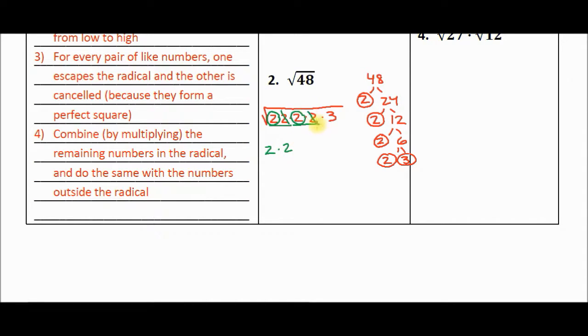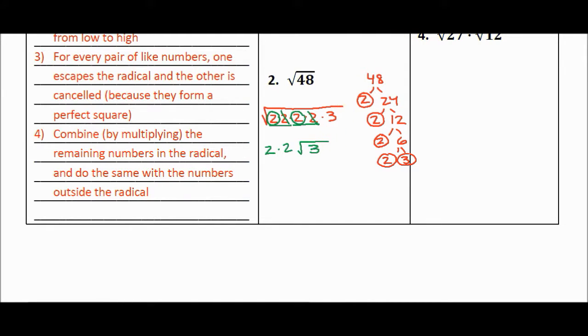This 2 is canceled. And then we have number 3. The number 3 does not escape the radical. That stays inside. Notice I put a multiplication here because everything we're doing in this case is multiplication. There's no adding or subtracting here.